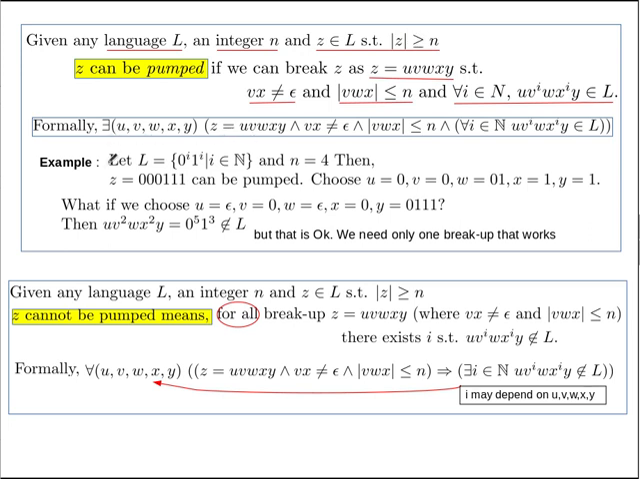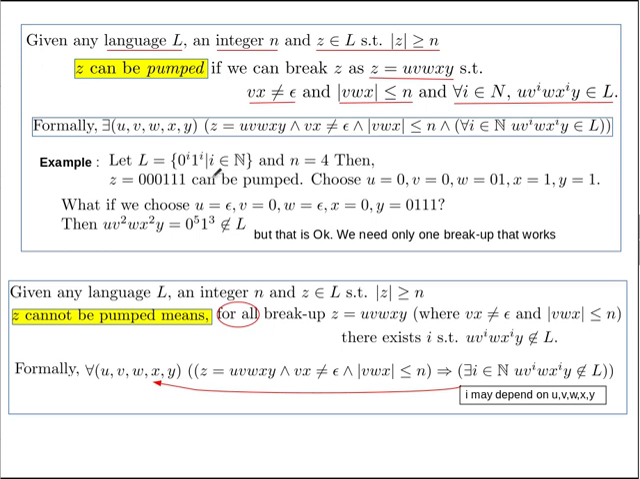So formally we can write that z can be pumped if there exist u, v, w, x, y such that z is uvwxy and vx is not empty and the length of vwx is less than or equal to n, and for all i, u v to the i w x to the i y is in L. So this is a formal statement.